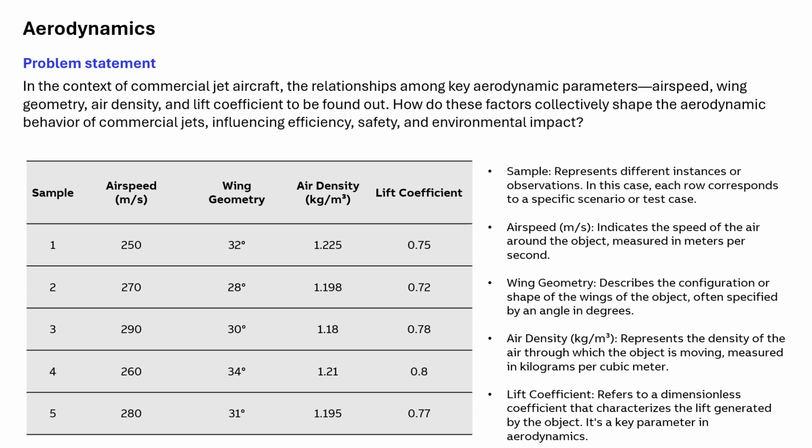Air density, kg/m³, represents the density of the air through which the object is moving, measured in kilograms per cubic meter. Lift coefficient refers to a dimensionless coefficient that characterizes the lift generated by the object. It's a key parameter in aerodynamics.